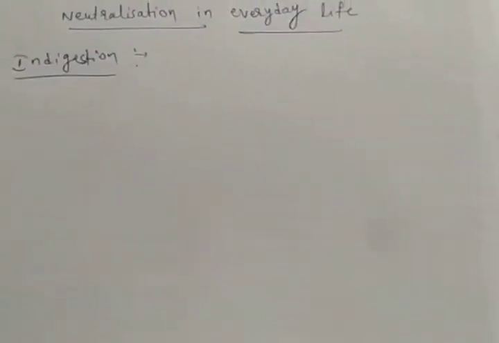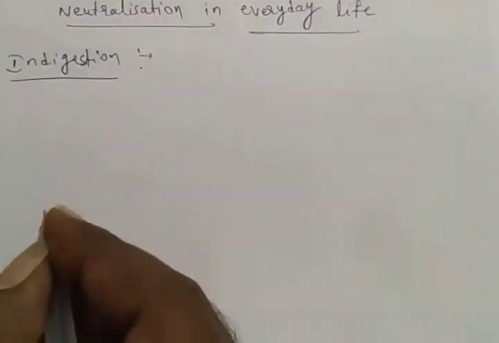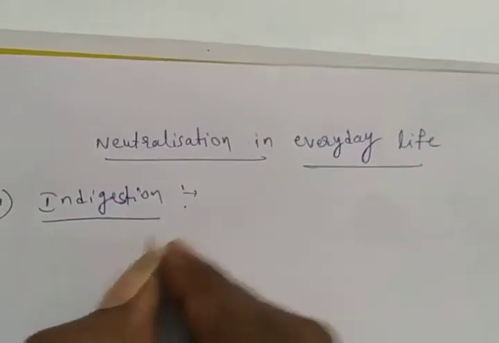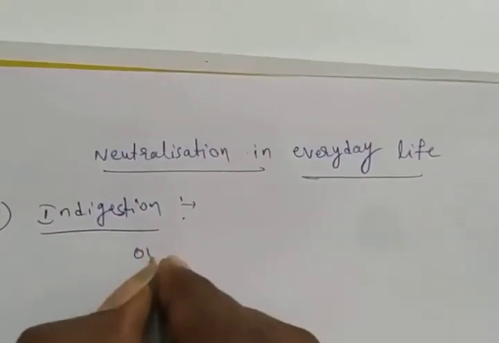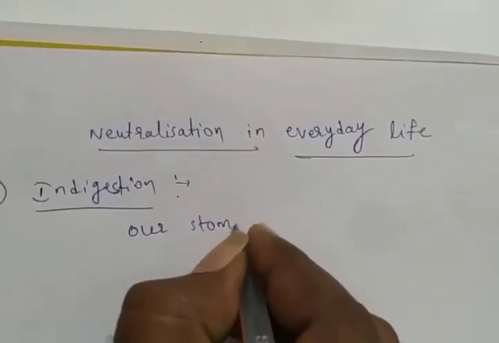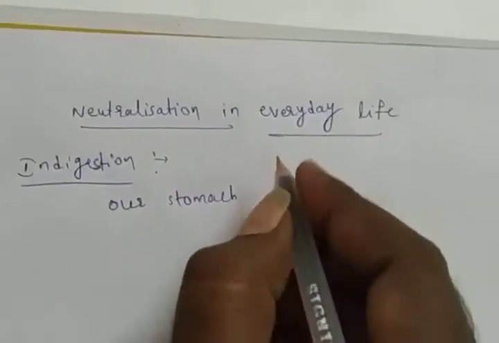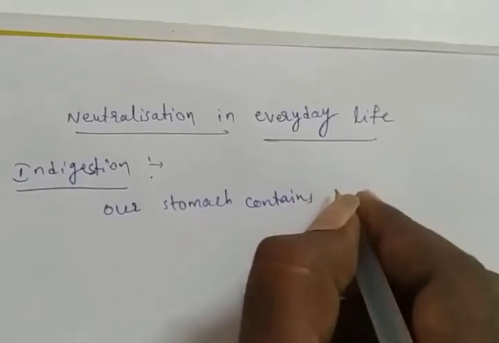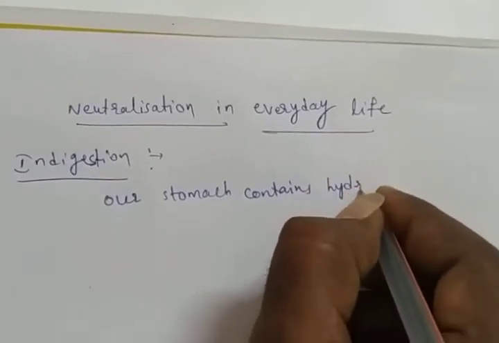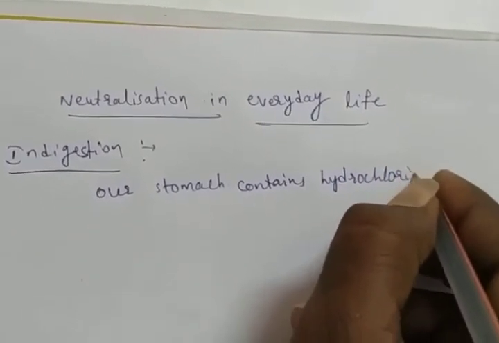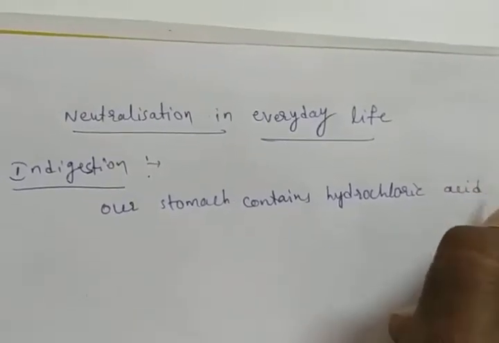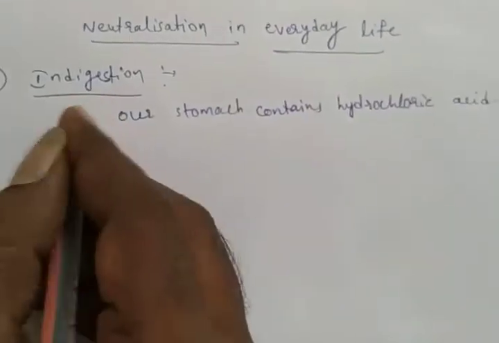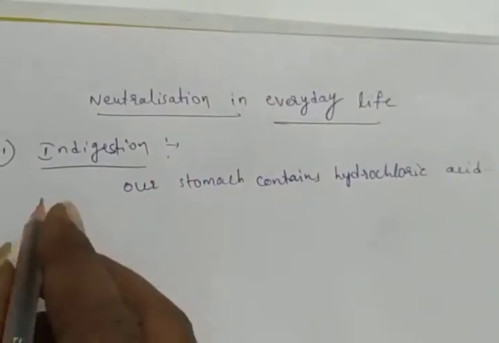So what is indigestion? Generally our stomach contains hydrochloric acid. What is the formula of hydrochloric acid? Hydrochloric acid formula is HCl. It helps us to digest food.